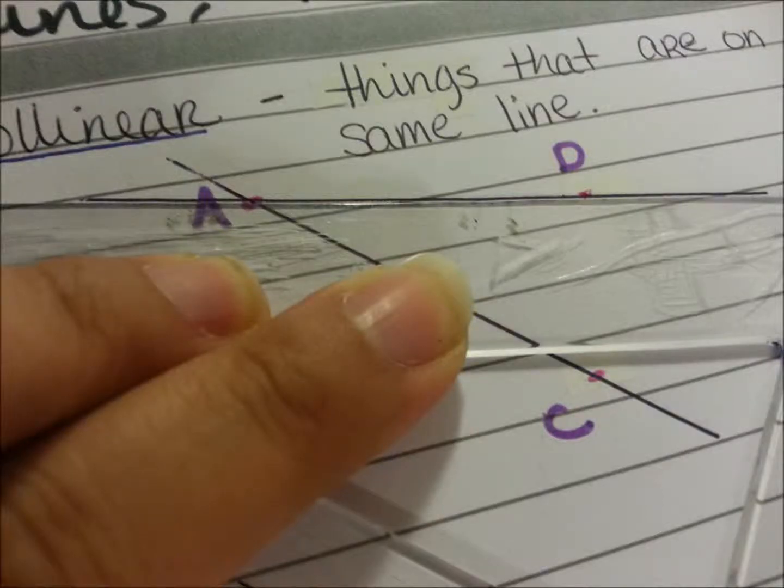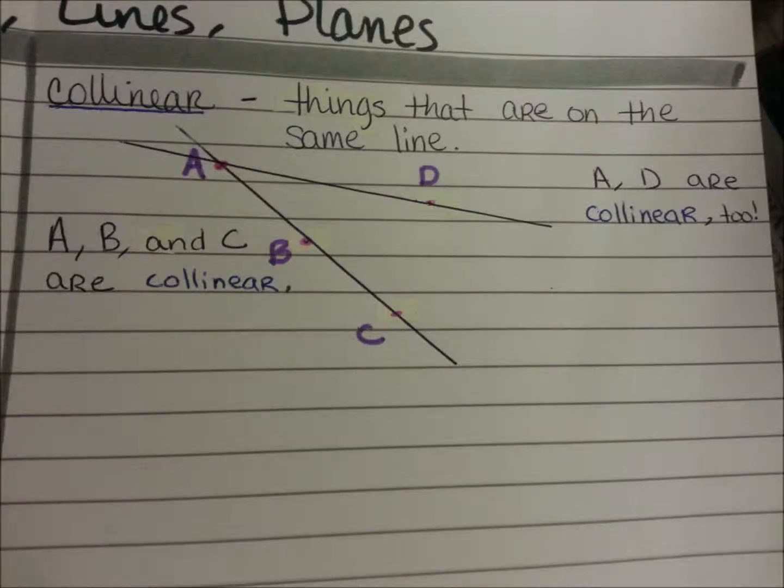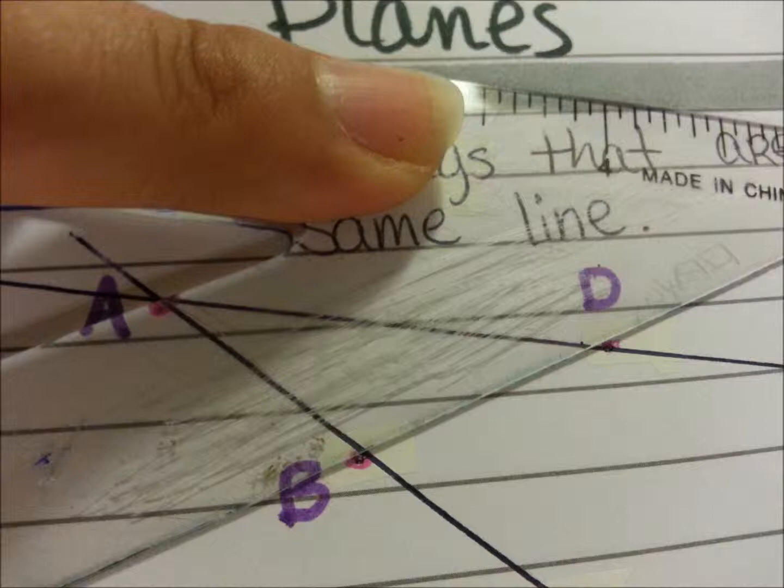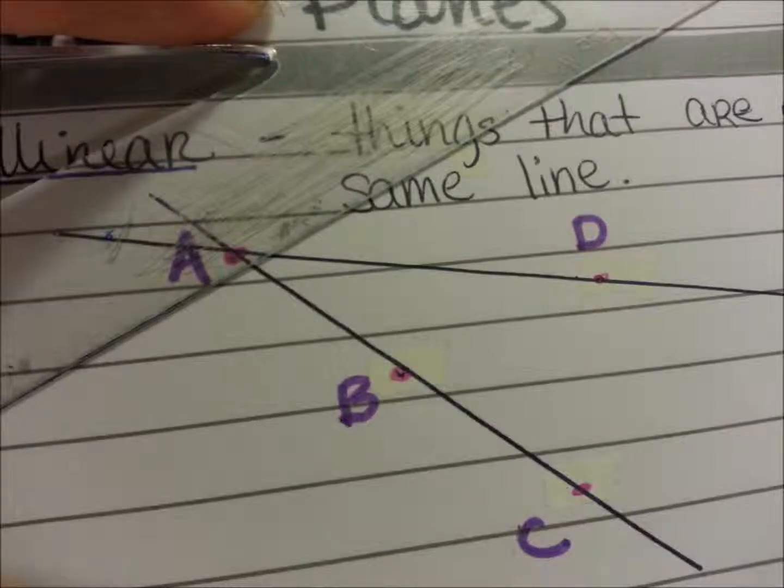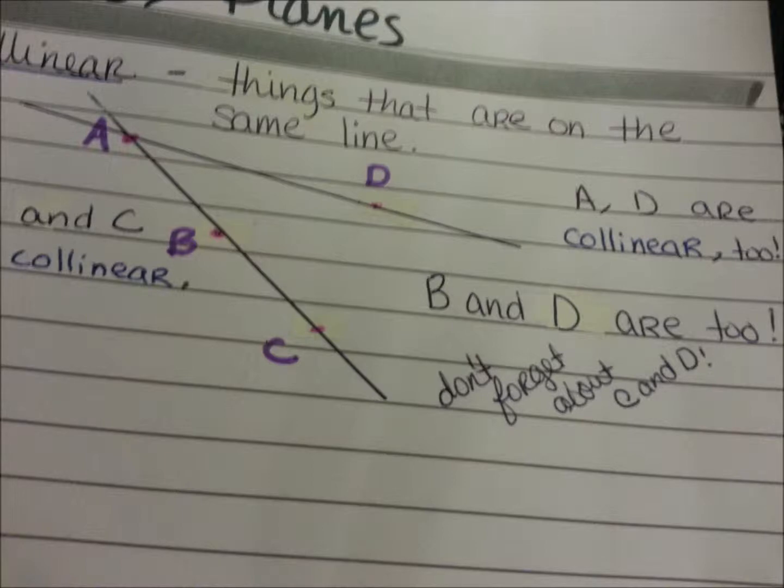A and D are collinear too. I can draw a line through those. Suppose I could draw a line through B and D also. That would be collinear. And even though there's not a line pictured, or I didn't draw one, we can't forget about C and D. They're collinear also, because if I wanted to, I could, but I didn't.